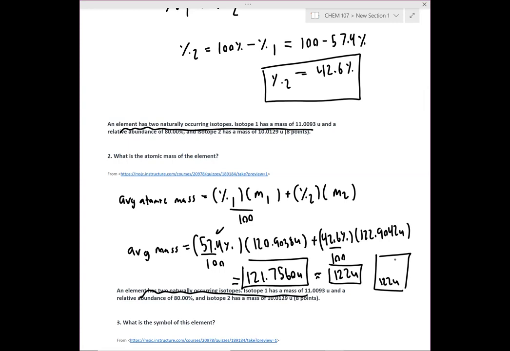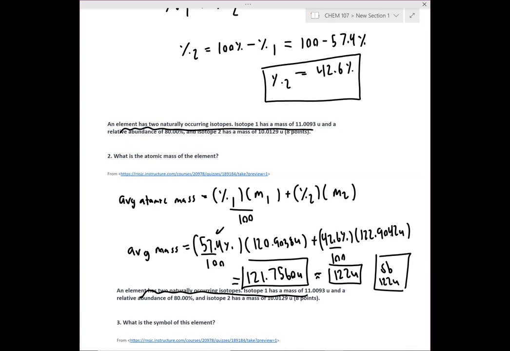Antimony? Yep, exactly right. So that would be the symbol. Does that make sense to everyone? Does this look familiar to everyone? We covered this in chapter 2. Any questions? Professor, what's the point to divide by 100? Is it supposed to be 100%?